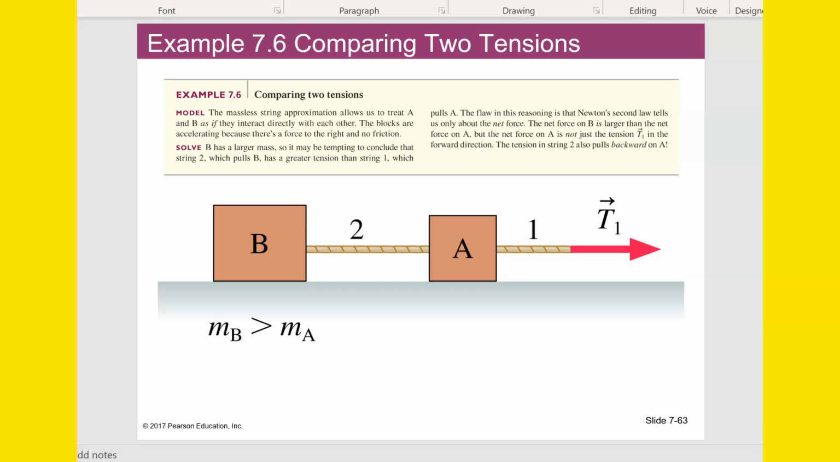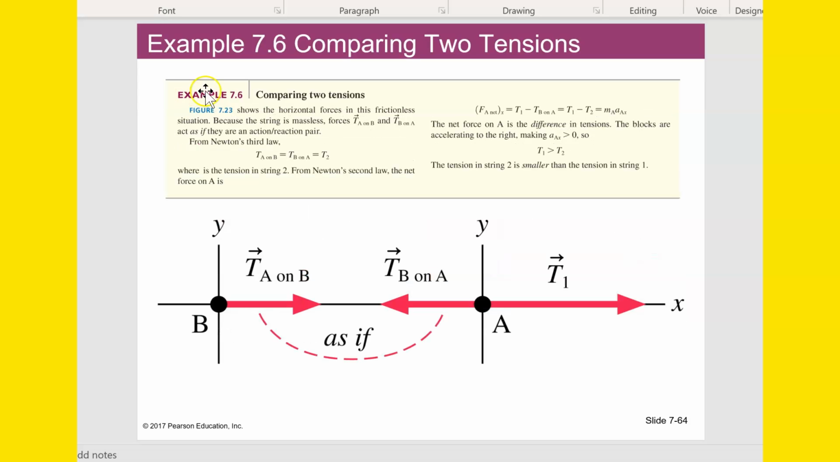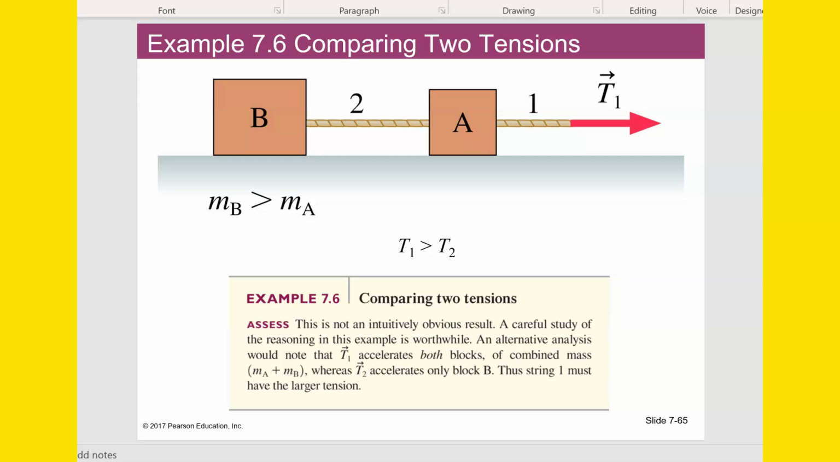You may be able to explain that to yourself better than I explained it to you. Here's the analysis. Tension 1 has to be bigger than tension 2, again, because of everything we said. And moving on.